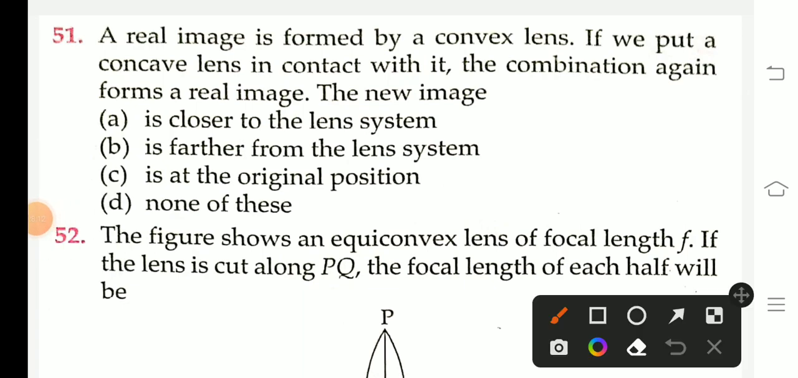Next, a real image is formed by a convex lens. If we put a concave lens in contact with it, the combination again forms a real image. The new image... right answer will be option B, is further from the lens system.